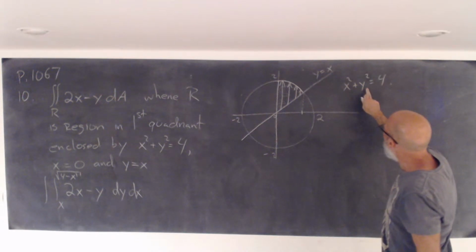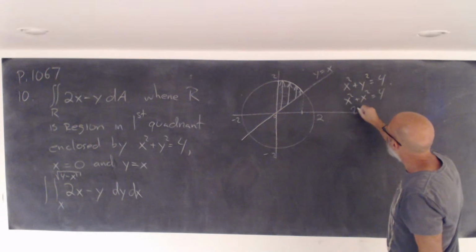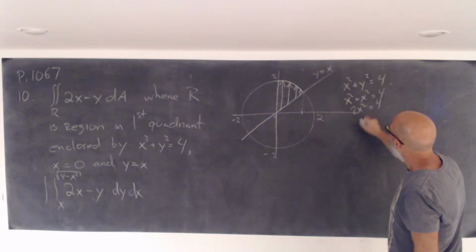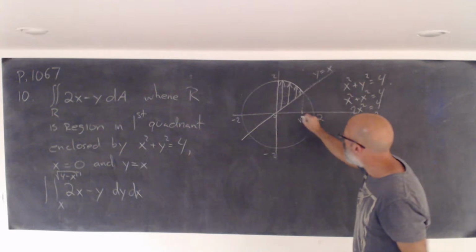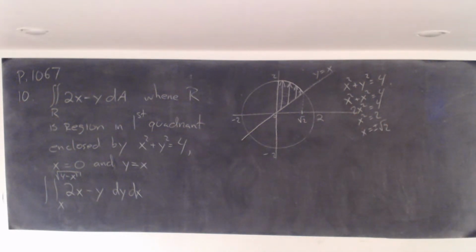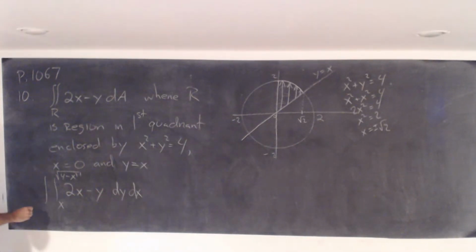If y is equal to x, then this is x squared plus x squared. So this is 2x squared equal to 4. x squared is equal to 2. x is plus or minus root 2. But of course, you know that it is the positive. So once y has been described, you project onto the x-axis, and you get 0 to root 2. There it is.